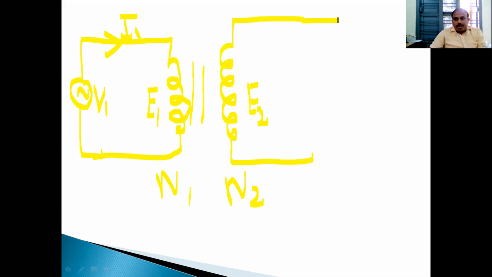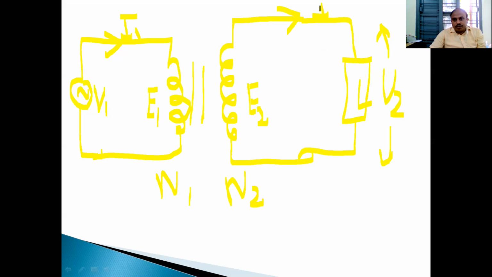When a load is connected on the secondary side of the transformer, this is the electrical load L. The voltage across the load is represented with V2, and the secondary current is I2.